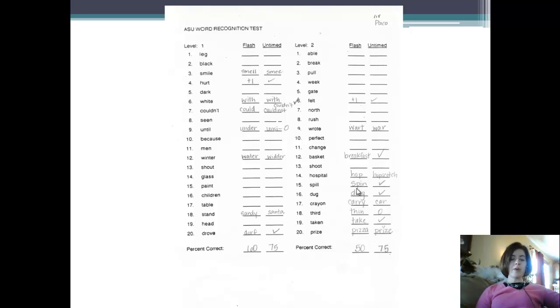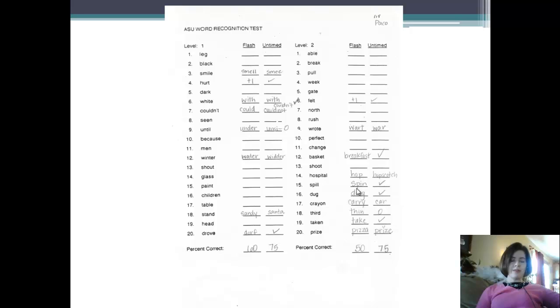And then we go down, all the way down the list, and you'll notice that for every word the student misses in the flash portion, they're given that word again and allowed extra time, or as much time as they need, to make another attempt. Now at the bottom, we have the percent correct for both the flash section and the untimed section.